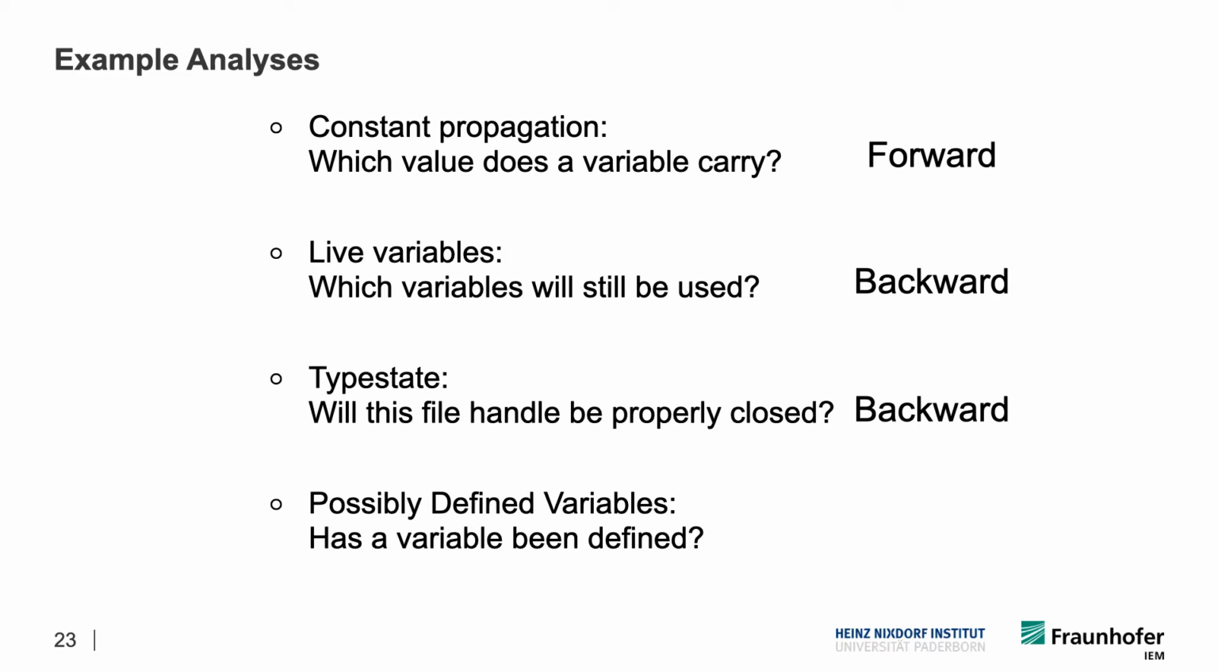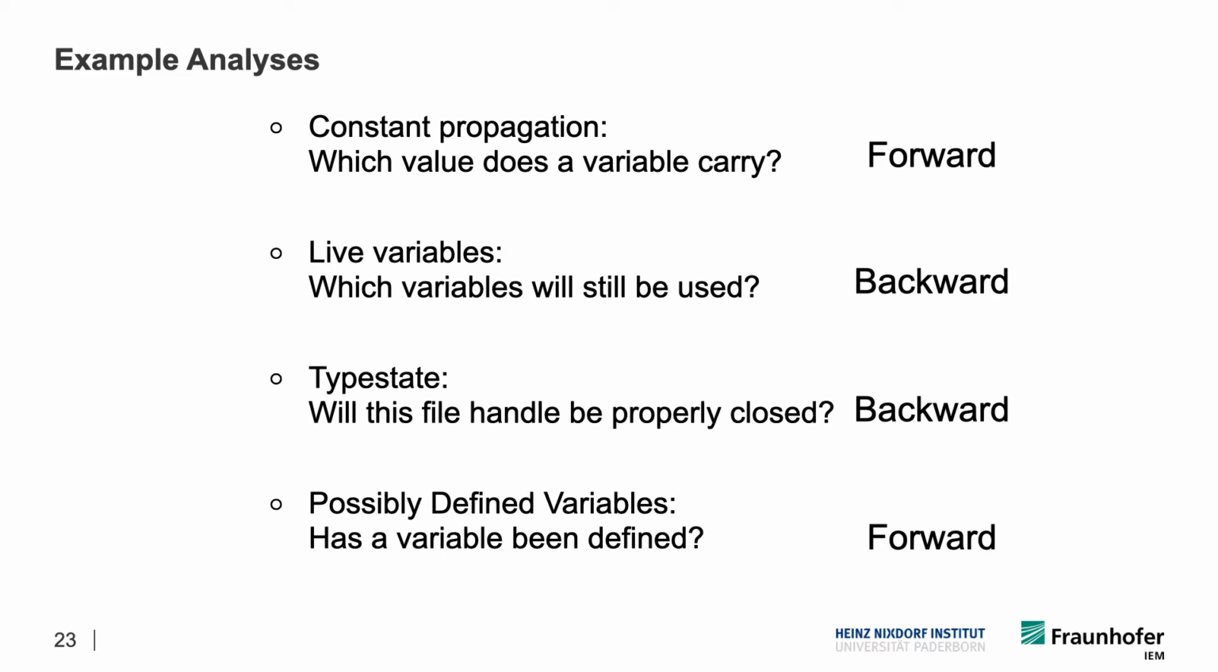Then there can also be possibly defined variables. That's something, like I showed you, that some IDEs tell you when you're typing your code: has a variable already been defined or not? And that would also be a forward analysis, right? Because similar to constant propagation, we worry about previous assignments to that very variable.